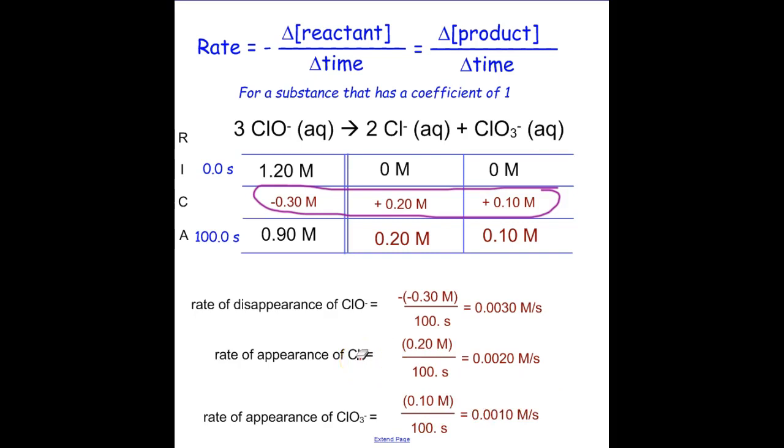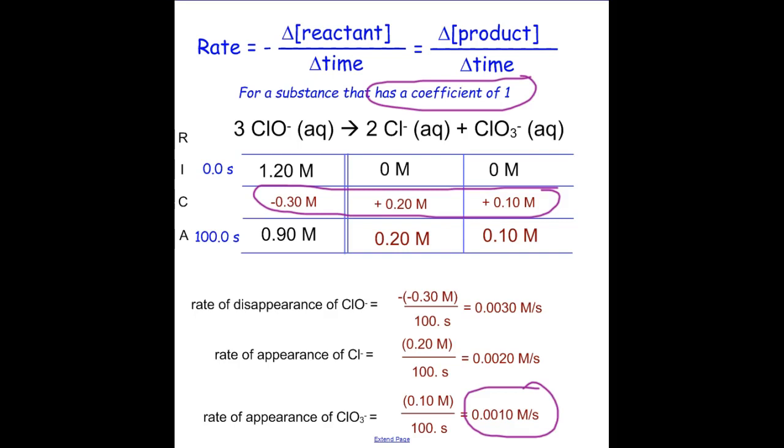Now, which one is the rate of reaction? By definition, the rate of reaction is the one where the coefficient is 1. So this is my rate of reaction, 0.0010 molarity per second. Rate of reaction might be in the stoichiometry, it might not. You have to pay attention to the equation.